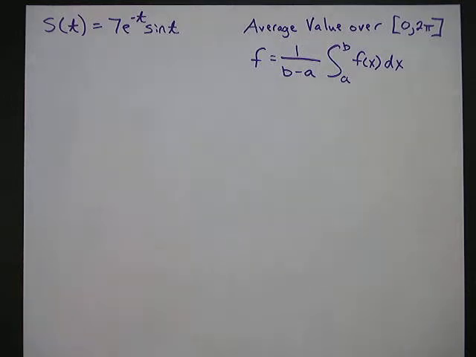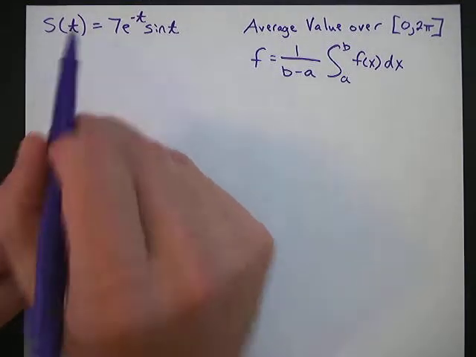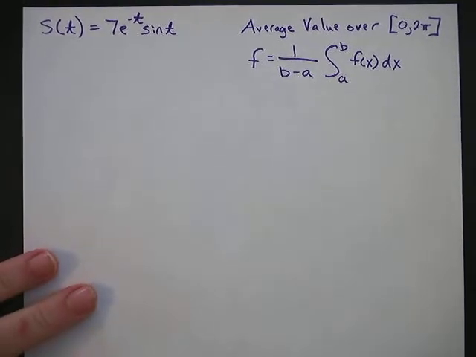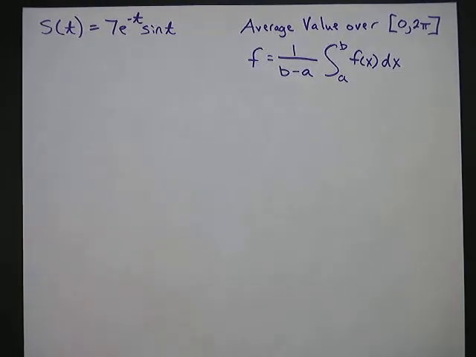On this problem, we're given this function, s of t, is equal to 7e to the negative t times sine t, and we're asked to find the average value of this function over 0 to 2 pi.